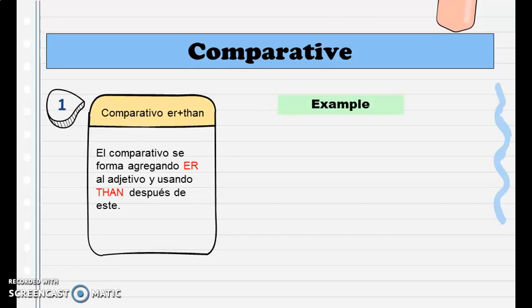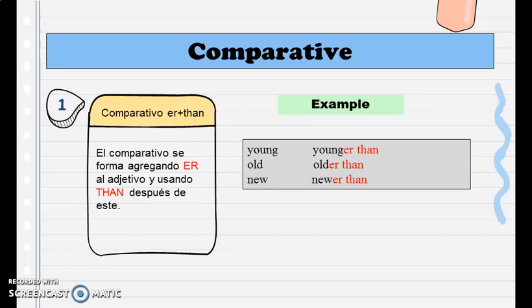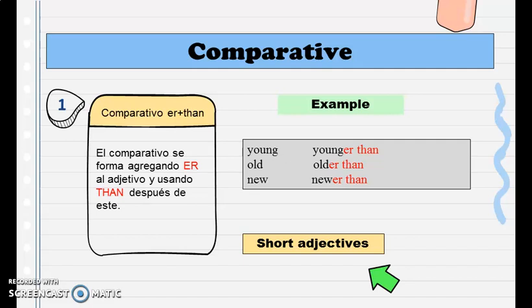Okay, so the comparative is formed by adding ER and then in short adjective. For example, young, younger than, old, older than, new, newer than. Notice that these adjectives are short, they have only one syllable. In those cases, you add ER+Than, only with short adjectives. This is our first rule.